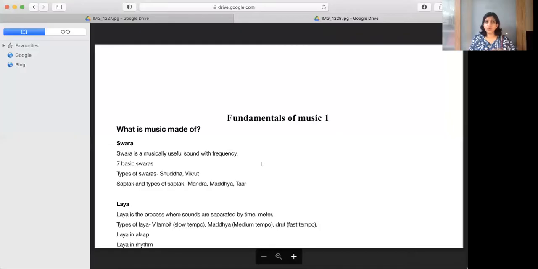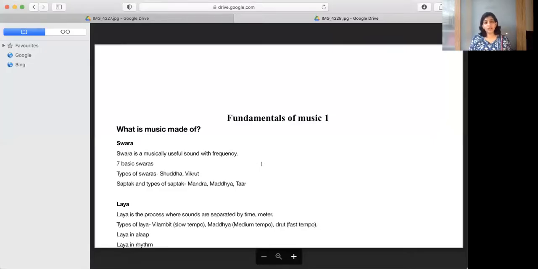Because usually we use only one saptak in our day-to-day life for speaking, which is the Madhya Saptak. We don't usually speak in Tara Saptak, which you will do only if you're screaming or yelling at somebody. And Mandra Saptak you will use sometimes when you're very sad and gloomy and you really want to speak in a very low tone. But every day, largely, we use only Madhya Saptak.